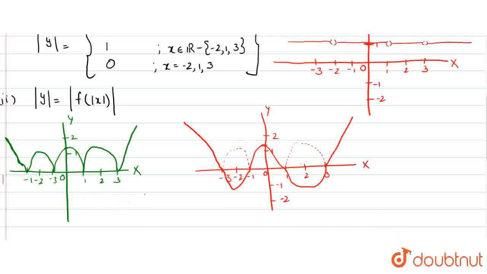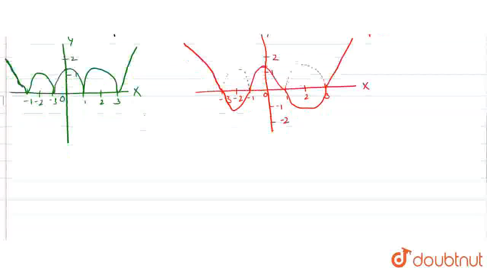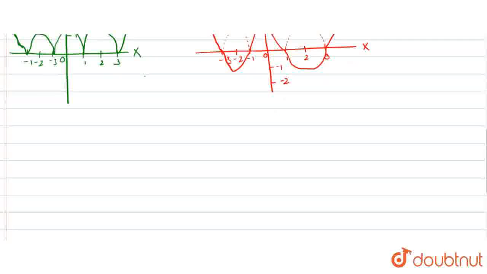Now we move to the third part. What is the third part? Y is equal to x raised to the power signum of f of x. This is our third part.